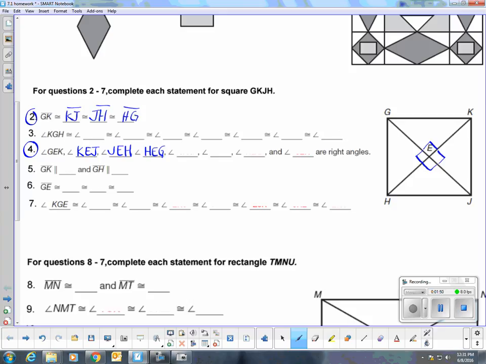and then in addition, in a square, all 4 angles in a square are also right angles. So we're going to list all 4 of those. So angle GKJ, KJH, JHG, and HGK.